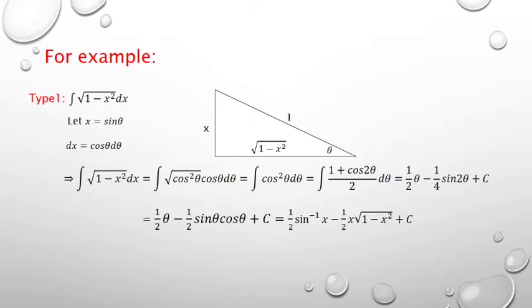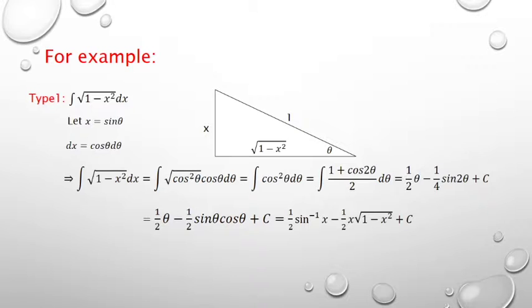Let's look at an example. For type 1, the example that we're taking here is integration of root of 1 minus x squared dx. Here we see the form of a squared minus x squared, a squared being 1 and x squared being x squared. So we have to let x equal to sine theta, and therefore dx equals cosine theta d theta. And integration of root of 1 minus x squared dx will become integration of root of cosine squared theta times cosine theta d theta. And it becomes integration of cosine squared theta d theta.